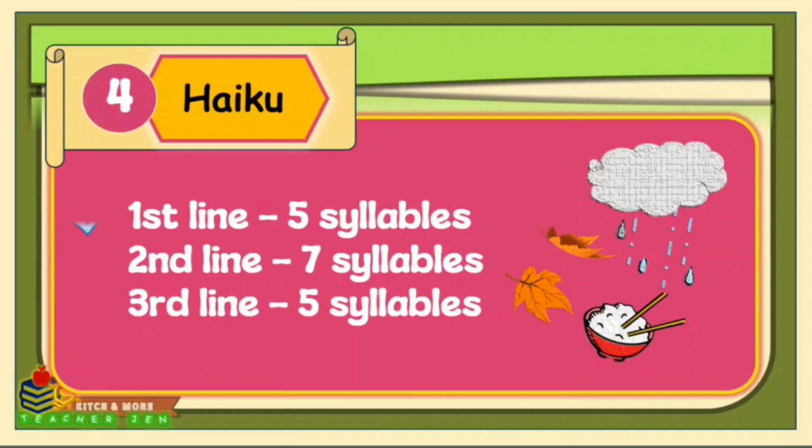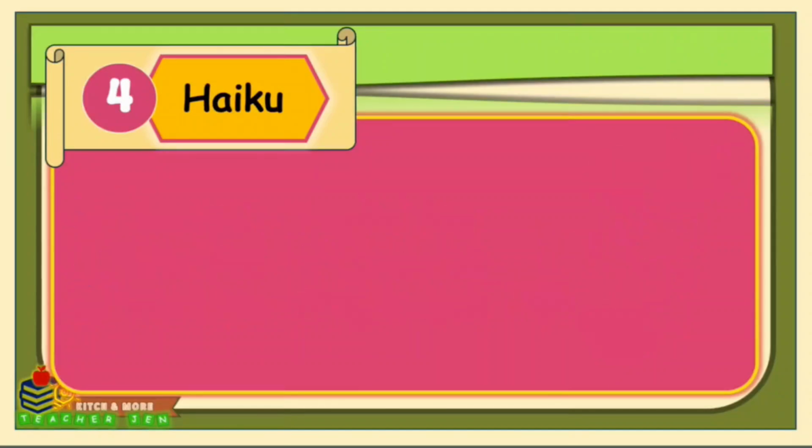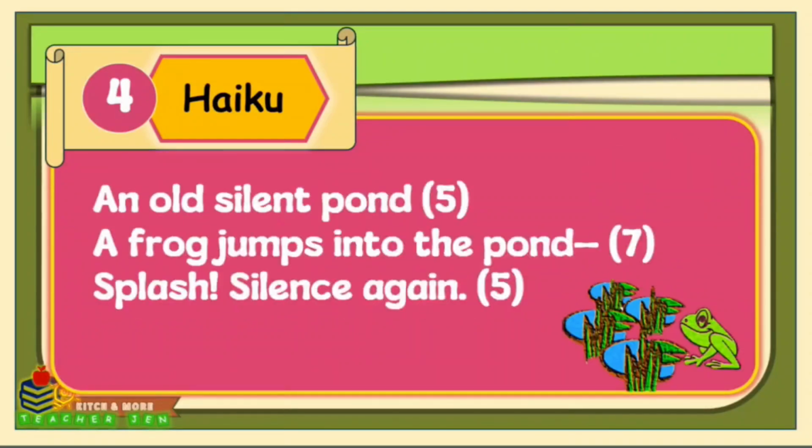What makes this a haiku? First, it has 3 lines with a 5-7-5 syllable pattern. Let's count together. An old silent pond. That's 5 syllables. A frog jumps into the pond. That's 7 syllables. Splash, silence again. Back to 5 syllables.